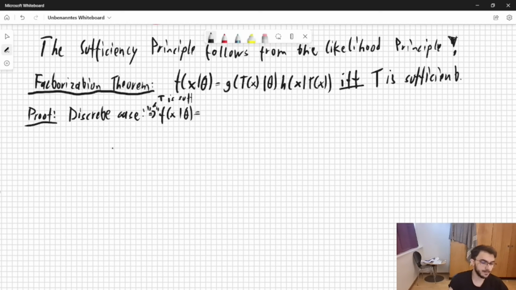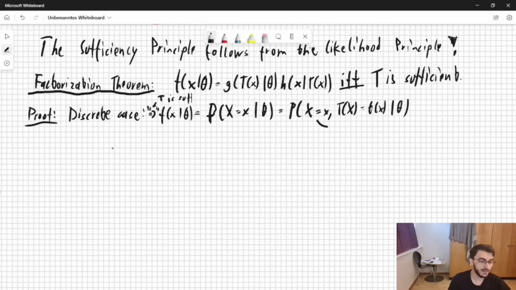So if T is sufficient, first of all, this holds in both cases. This can be written, since we have a discrete case, as just the probability that large X takes some value small x, given theta. This is actually the joint density in x and T of x, because this here implies that T of X is, sorry, not small t, but T of small x.